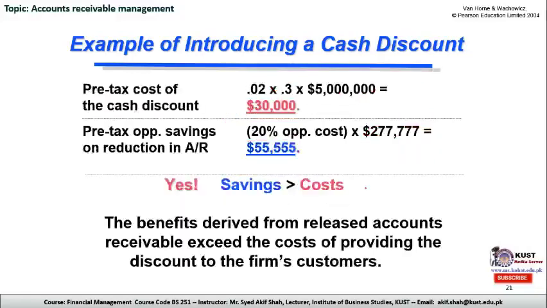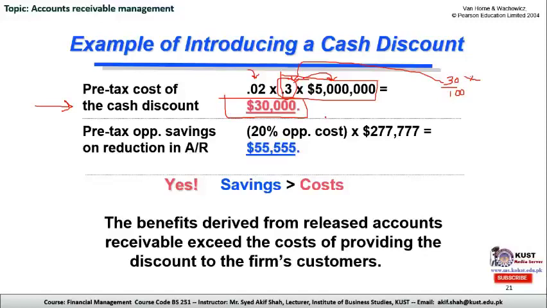Moving ahead, as we know that 30% of the customers are paying within 10 days, they have to be given a 2% discount. First of all, to remove the percentage sign, we divide 30% by 100, which transforms into 0.3. You multiply it with the total level of sales. It gives the sales to discounted credit customers, which is 30% of total sales, and these will be offered a 2% discount. Therefore, the overall discount paid by the company will be $30,000. This pre-tax cost of cash discount is the cost to the company.